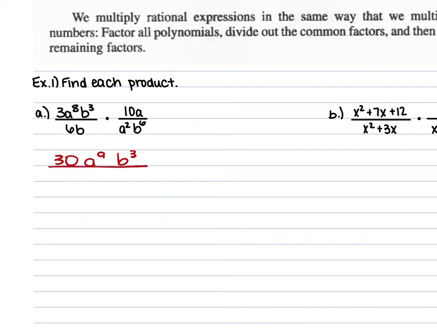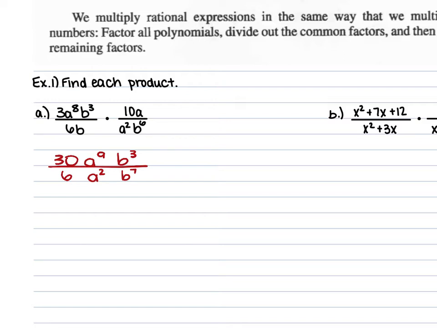On the bottom, 6 multiplies with a 1, so that's 6. And then I have a squared. B times b to the 6th is b to the 7th. So again, you're keeping in mind your rules of exponents when you're multiplying these. If the base is the same, add the exponents. And now from here, we're going to reduce.